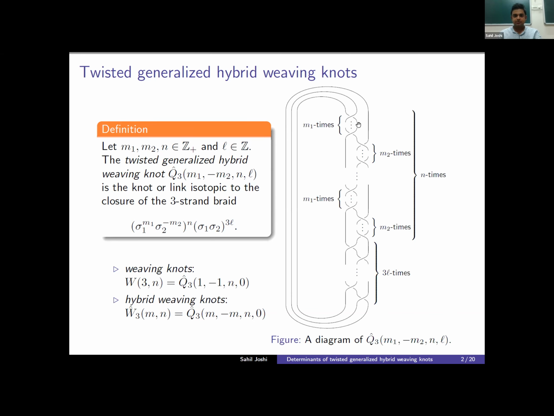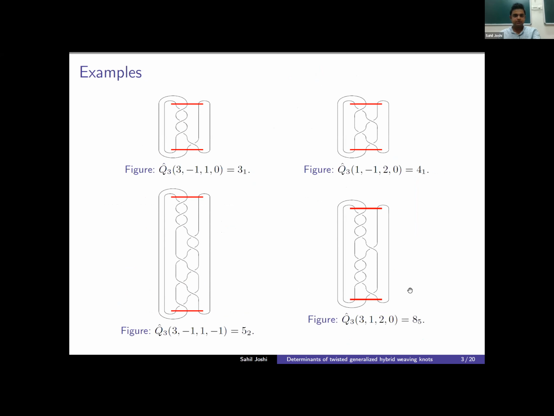Here is a diagram of a knot. Sigma 1 is repeated m1 times, sigma 2 inverse is repeated m2 times. This entire pattern is repeated n times. And then there is a full twist of the braid l times. So this is a typical knot diagram.